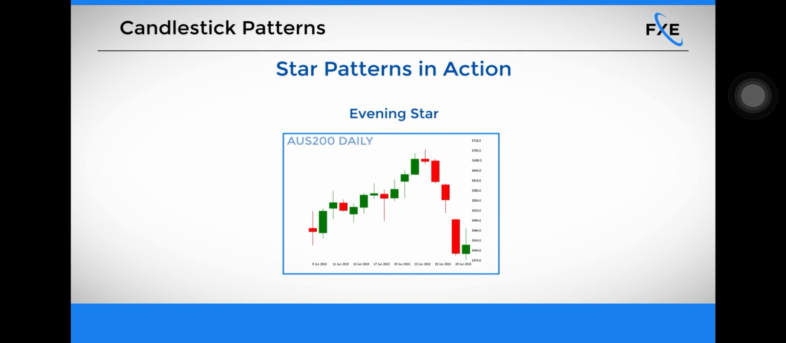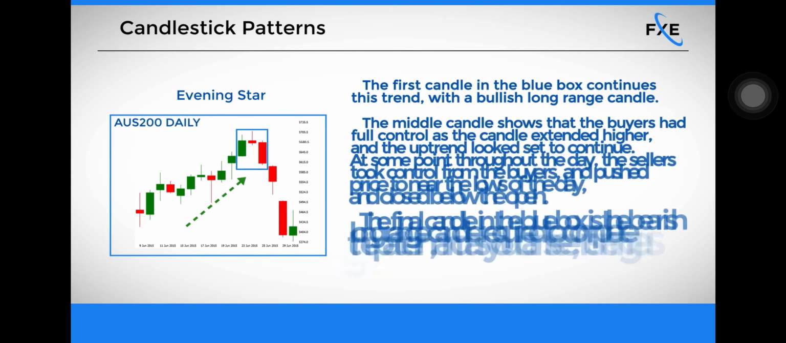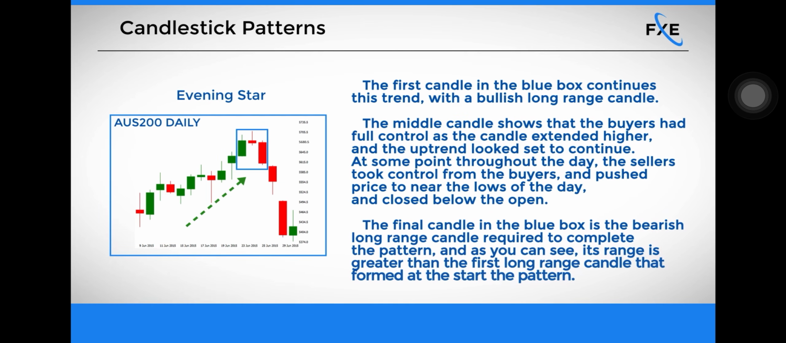The example that we can now see shows an evening star pattern, again on the Australian ASX 200 index, but this time on a daily chart. The trend at the start of the chart is bullish, with a series of green candles pushing price higher. The first candle in the blue box continues this trend with a bullish long-range candle. The middle candle shows that the buyers have full control as the candle extends higher, and the uptrend looks set to continue.